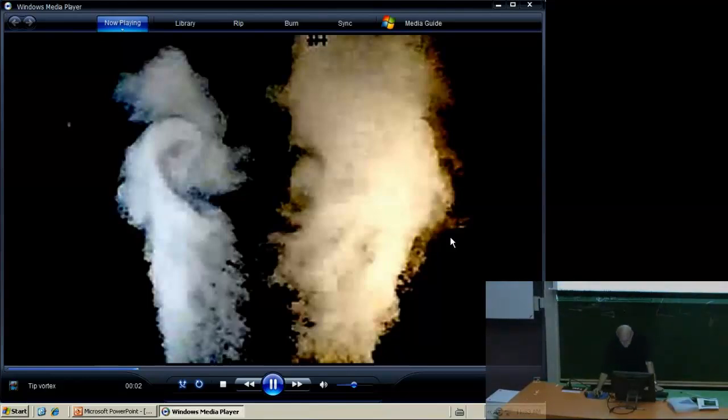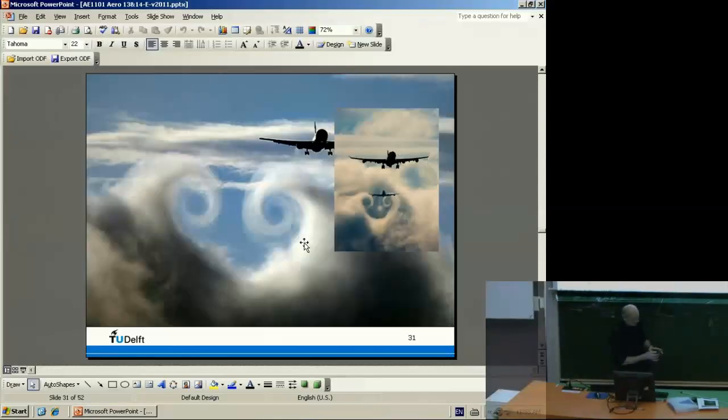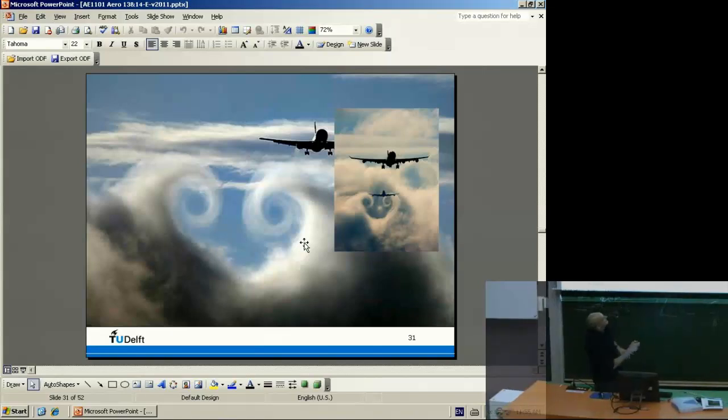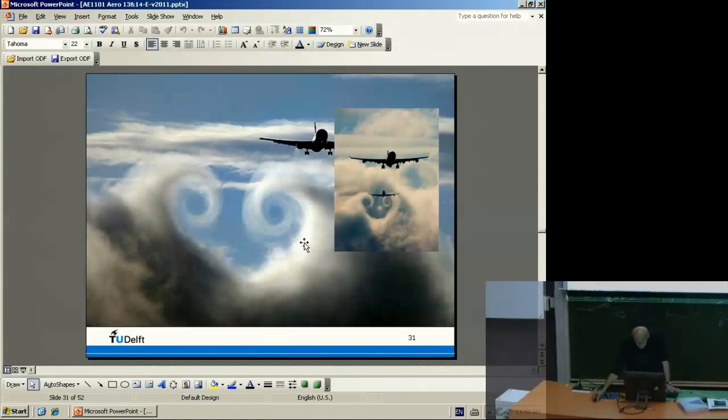So now you can judge these pictures better as well, right? These are more or less descending downwards. This is quite well. It's not a very big plane, but it's a general aviation type of aircraft, and it has a very strong pair of vortices.